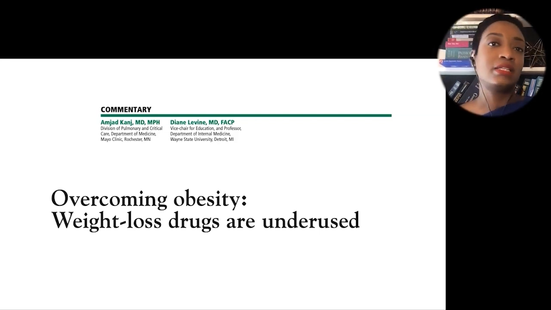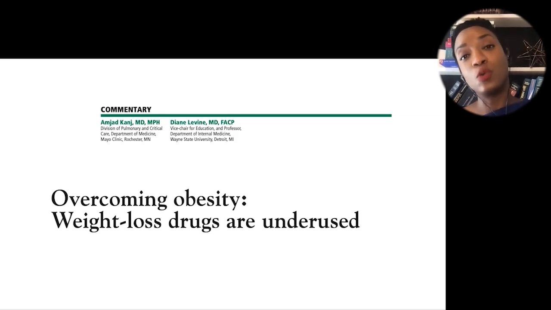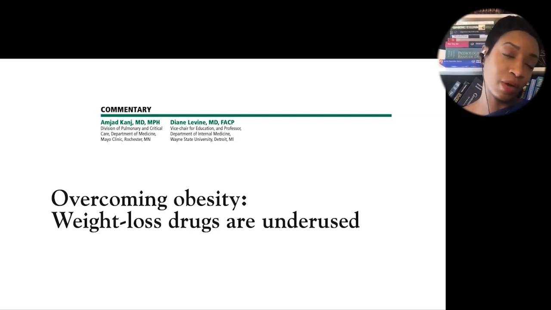But as I tell my patients and other physicians when we do talks, if a patient comes to the emergency department with a blood pressure of 180 over 100, you would not send them out and tell them to go lose weight to help with their blood pressure. You would treat their blood pressure. So why is there such a stigma around helping patients with weight loss, which we know is going to help those other medical problems, right?